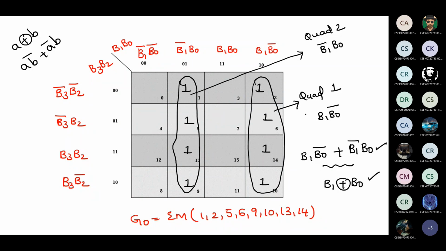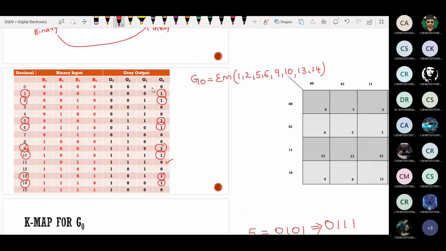So this is also okay. The first one is in terms of basic gates, and this is in terms of exclusive OR. So we are done with G0. The answer for G0 is B1 XOR B0. Next, tell me the minterms for G1.